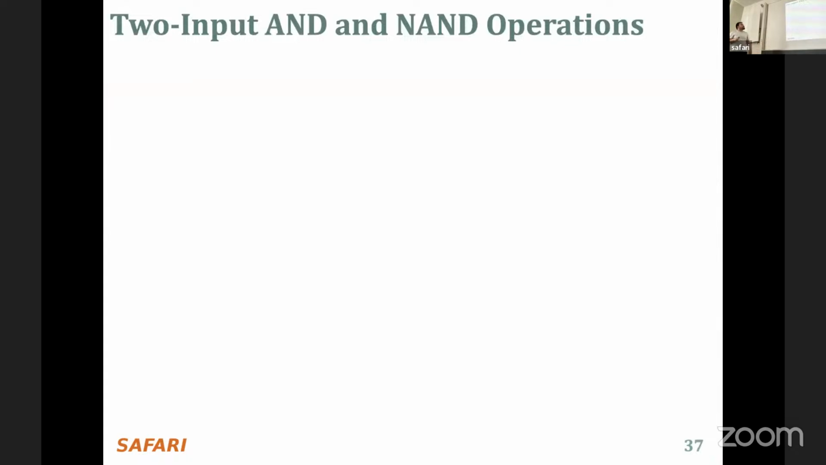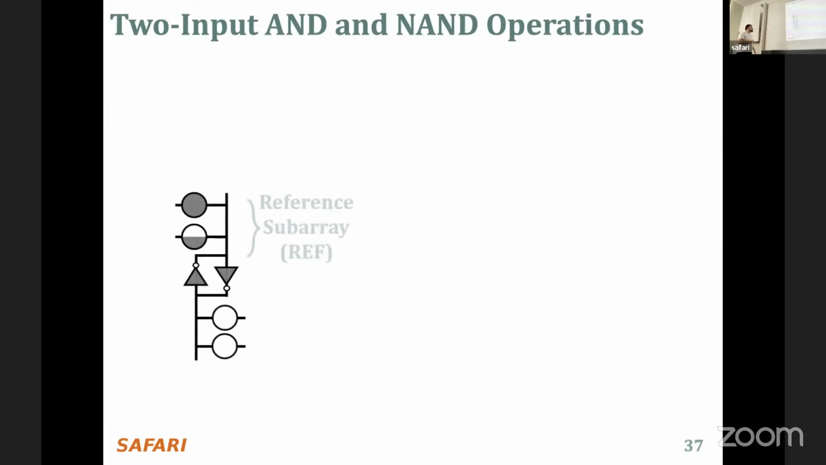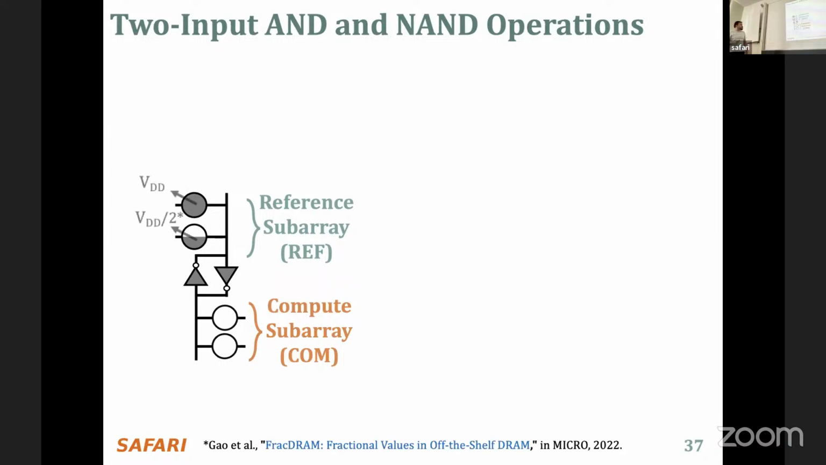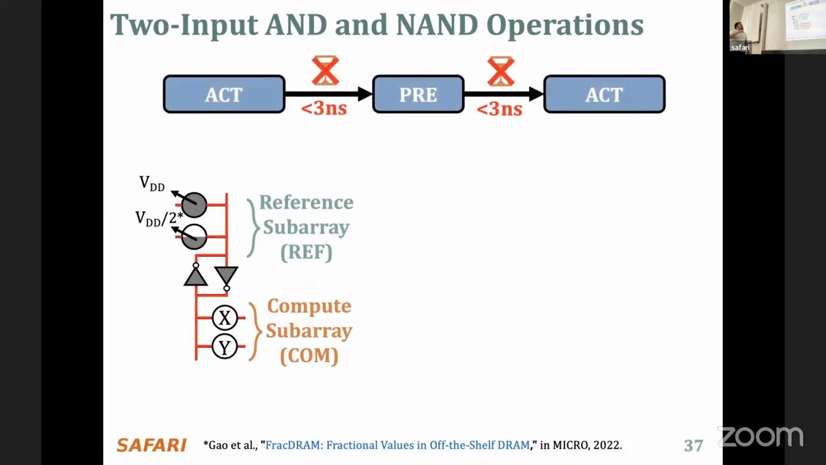Let me give you the walkthrough of a two-input AND and NAND operation using this mechanism. So here we have, again, two neighboring subarrays. The top one we call the reference subarray, and the bottom one we call the compute subarray. Assume that we store VDD in one cell and VDD over 2 in another cell in the reference subarray, and in the compute subarray, assume we have X and Y. When we perform ACT, let's assume we open all four cells here.